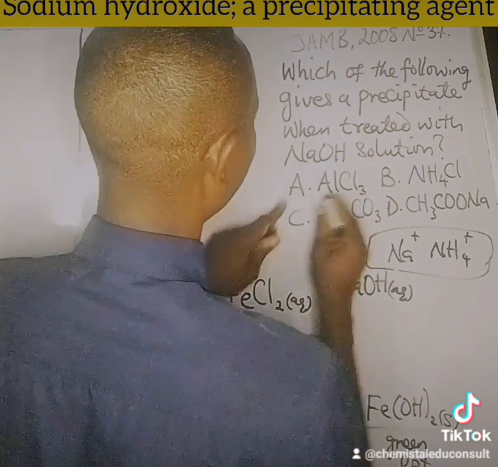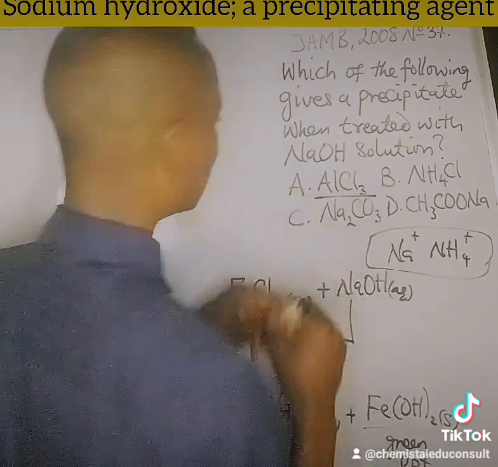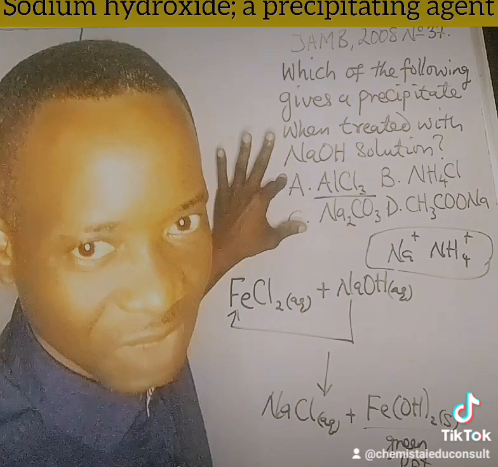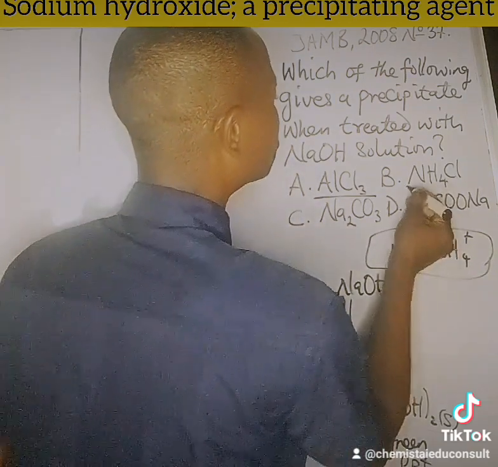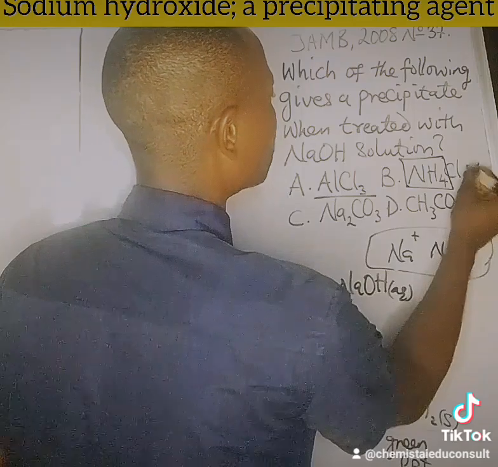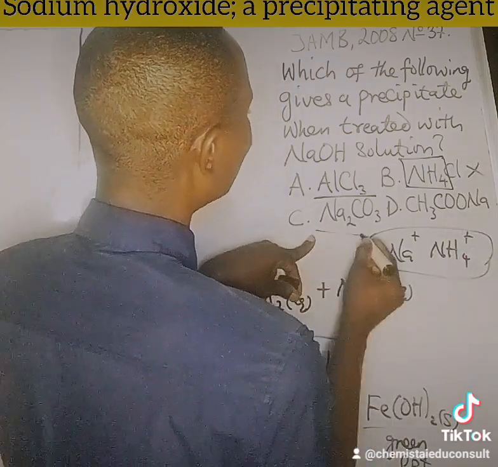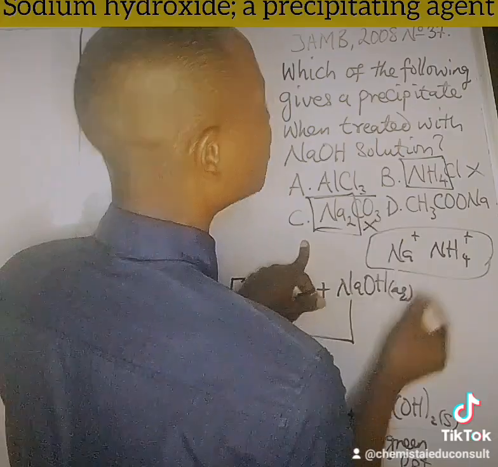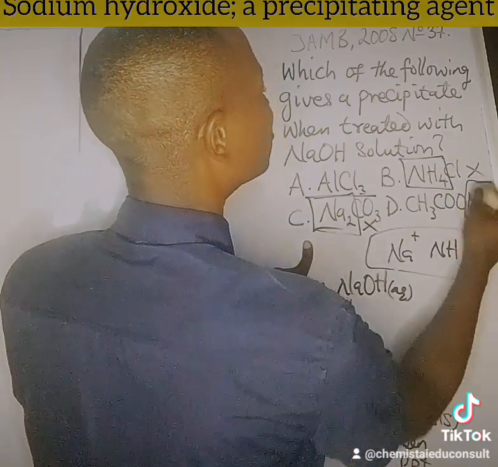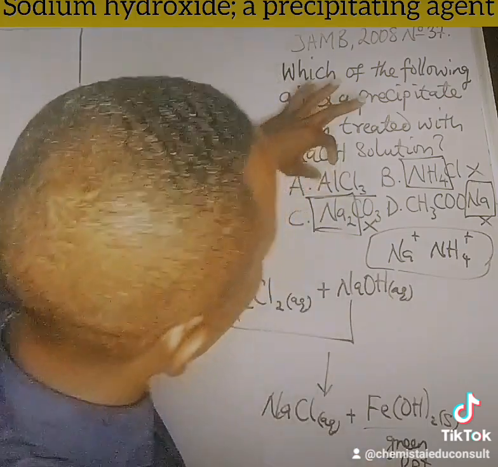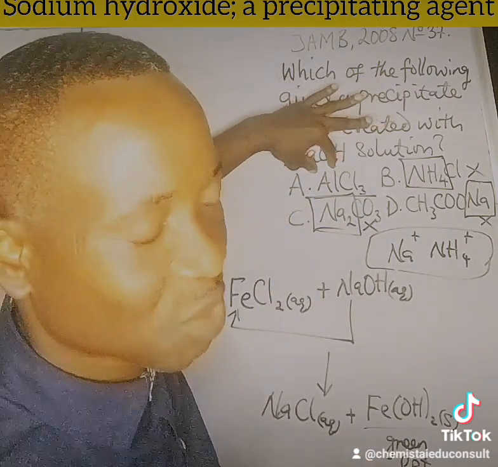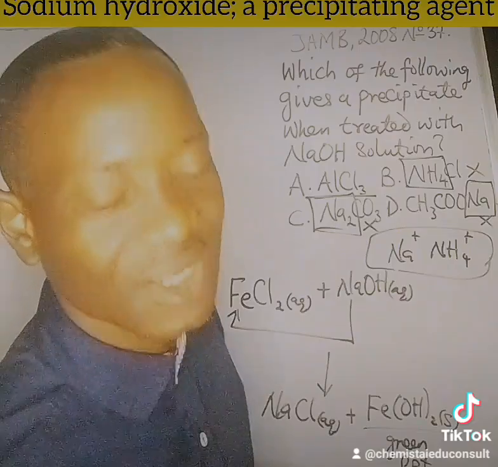As simple as that. It is aluminum chloride that will give a precipitate. Because when sodium attempts to displace ammonium ion here, it will not work. When sodium attempts to displace sodium here, it will not work. So sodium will only displace aluminum ion, which will come out as a white gelatinous precipitate.